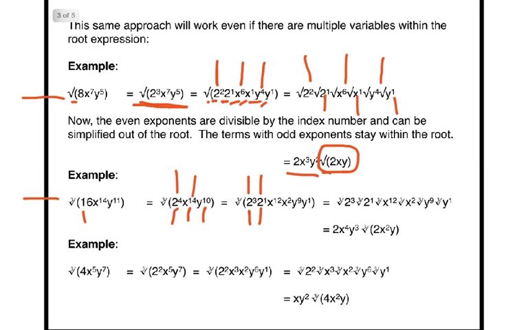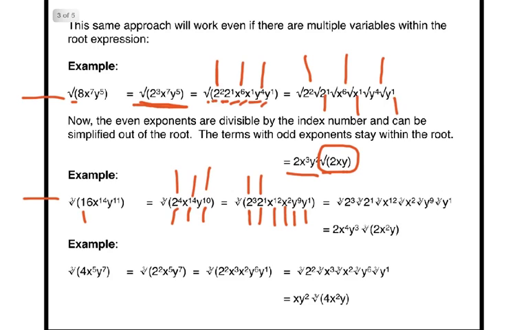Likewise, x to the 14th becomes x to the 12th, where 12 is divisible by 3, and x squared, where 2 is not divisible by 3. And the last part, y to the 10th, is rewritten as y to the 9th, which is divisible by 3, and y to the 1st, which is not.